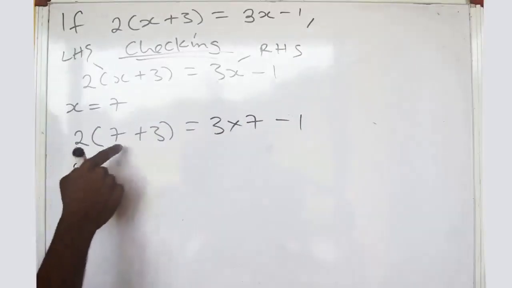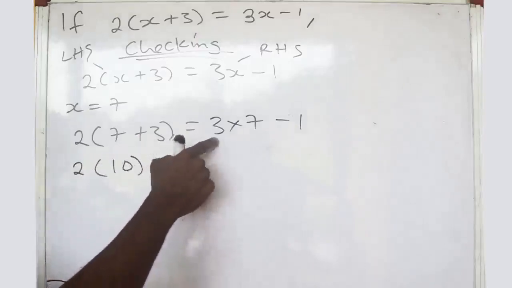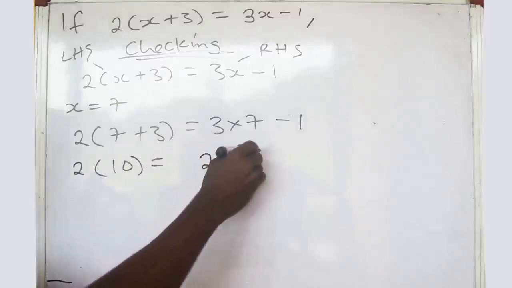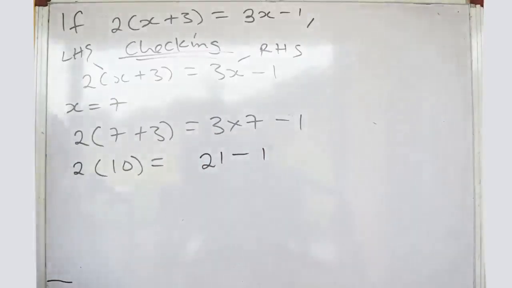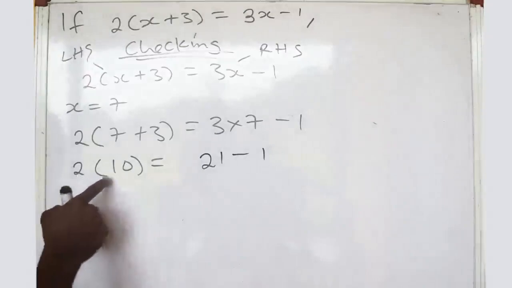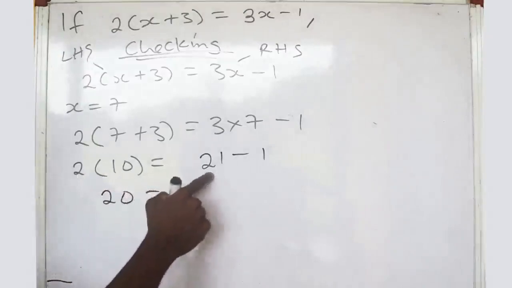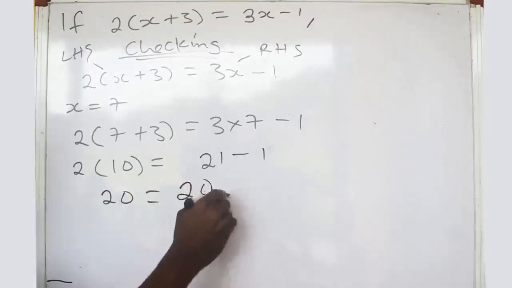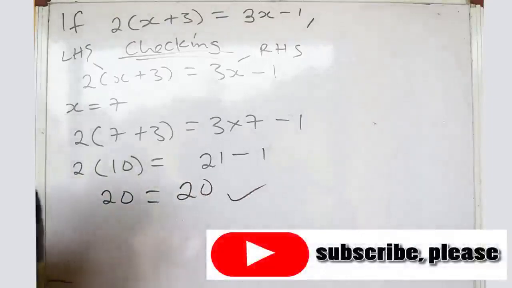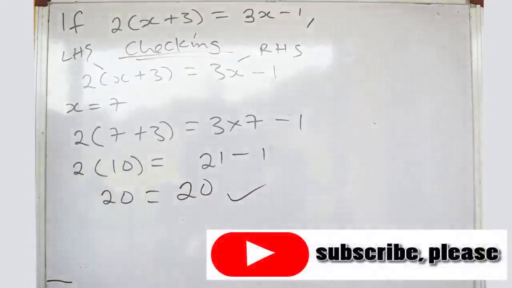We have 2 into 7 plus 3, which is 10, equal to 3 times 7, which is 21, minus 1. So 2 times 10 is 20, equal to 21 minus 1, which is 20. So 100% you are good to go. No human being will tell you that this is wrong, except that person is a newbie in mathematics.